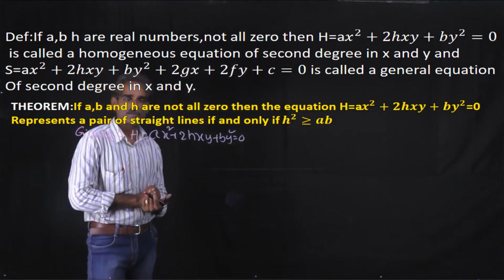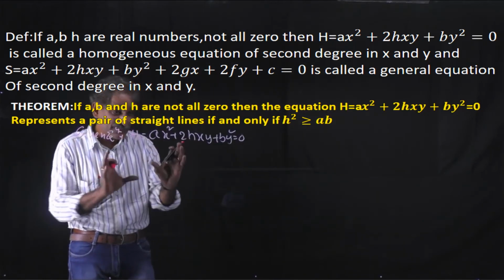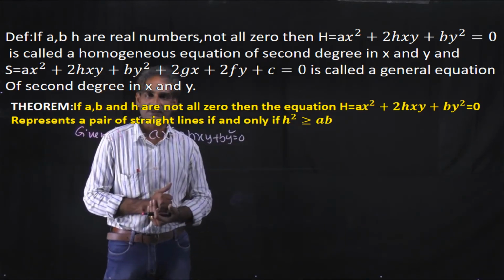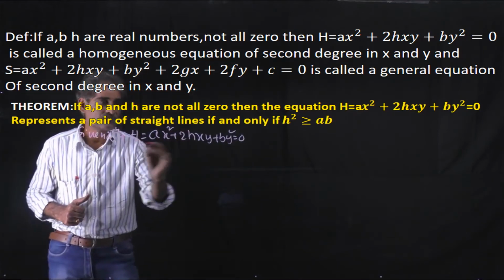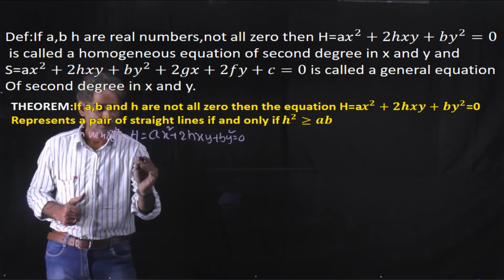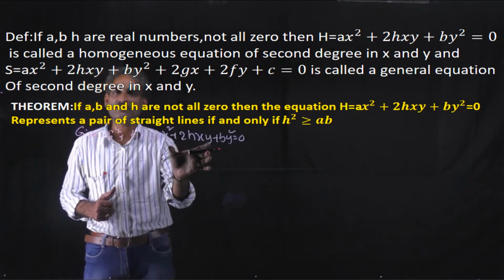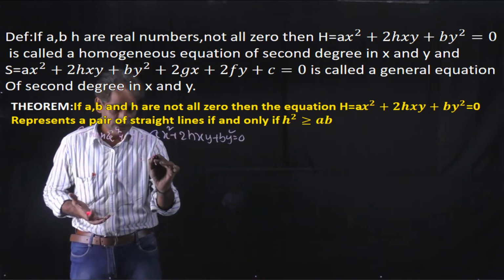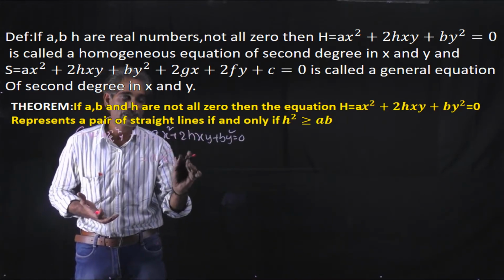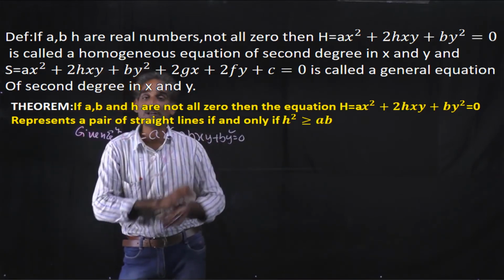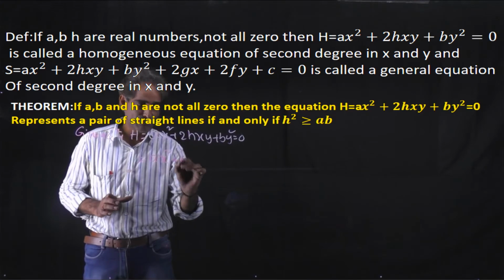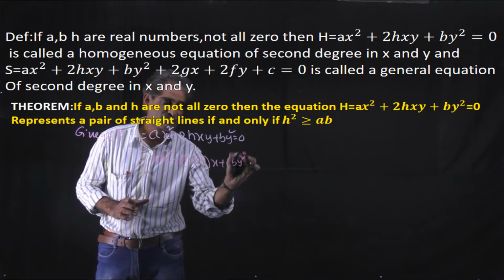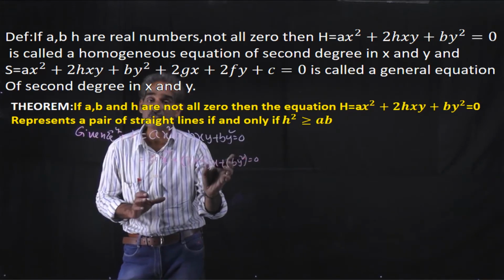So for that, take the given equation. First of all, we have to prove we can split this equation into two lines if h square is greater than ab. Understand? So for that, take this equation. Here we have to split this equation, that means we have to factorize. We want to find the factors of this equation. So first of all, rewrite this equation and try to change it into a single variable quadratic equation: ax square plus 2hy into x plus by square. Just treat y also as a constant.